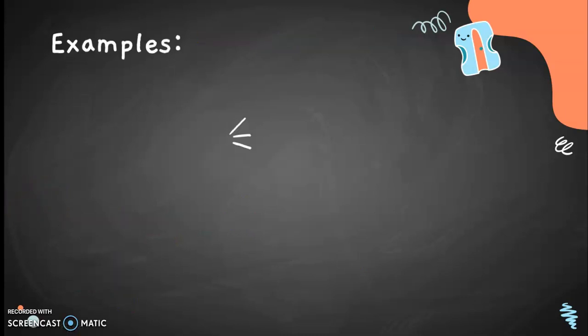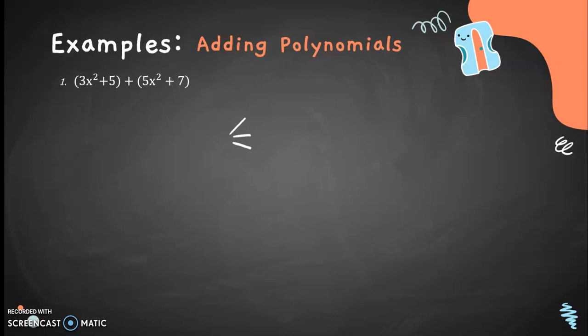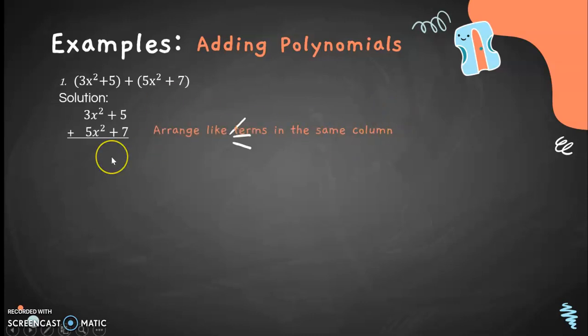Okay, next examples. This time, adding polynomials. We have number 1. We are going to add binomials. As you can see, we have two terms: 3x squared plus 5, and the quantity 5x squared plus 7. For our solution, we have to arrange like terms in the same column. As you can see, we arranged the terms that are the same together.